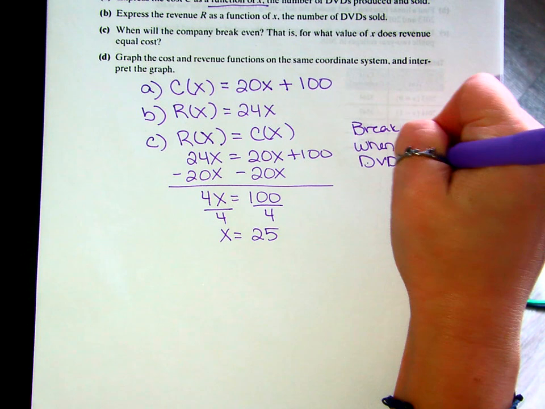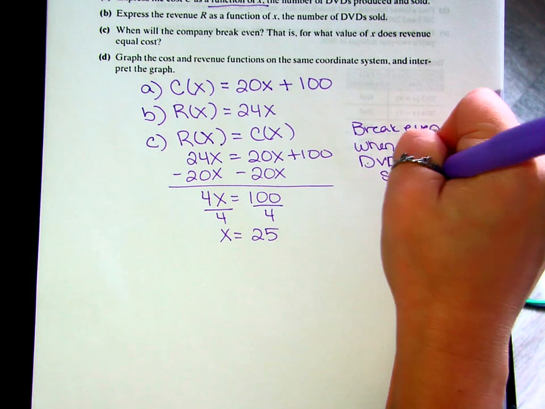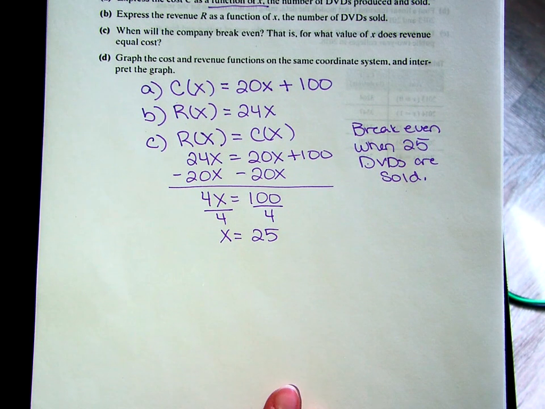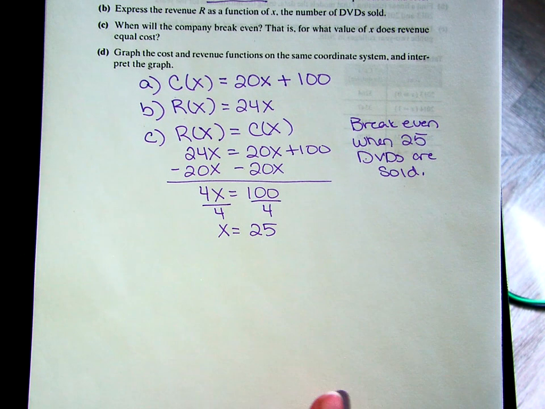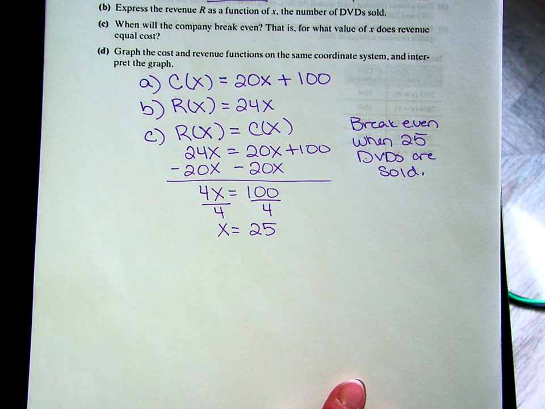So not too bad. When you think about hopefully selling thousands upon thousands or even millions of DVDs, you start actually making money on the 26th DVD. So that's not horrible, as long as people are actually still buying DVDs.